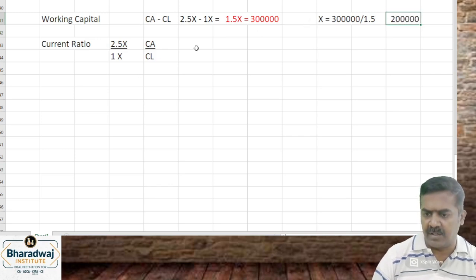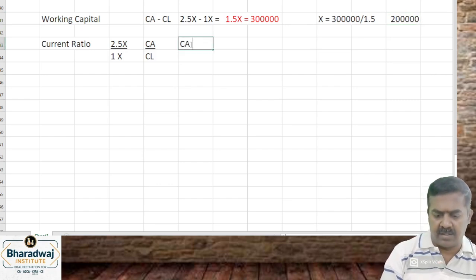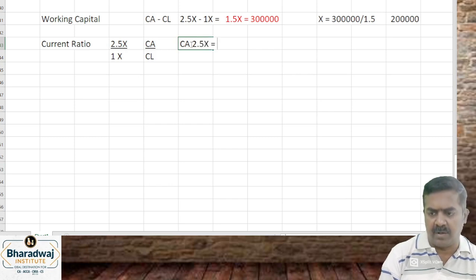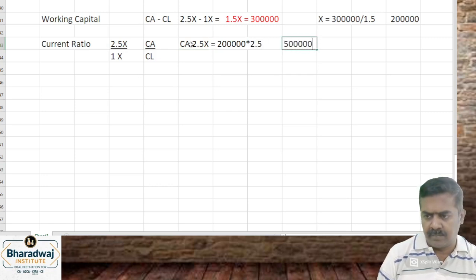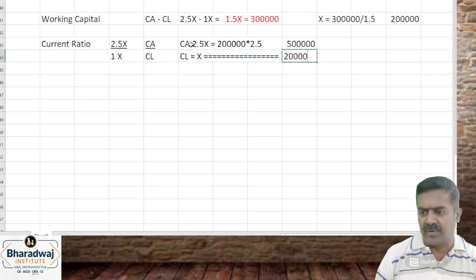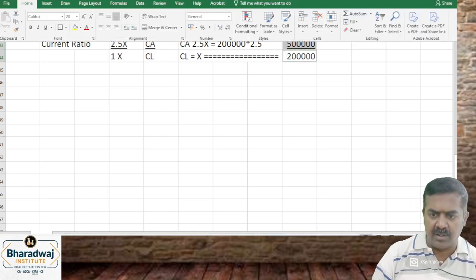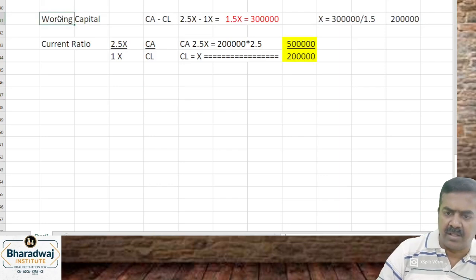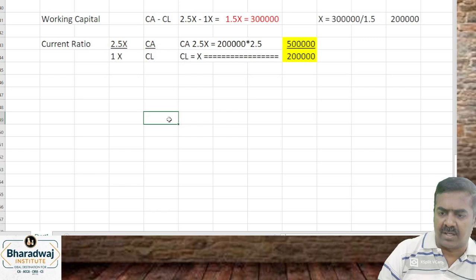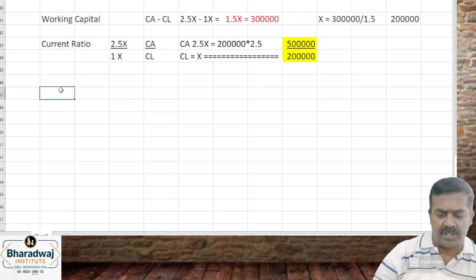If x is 2 lakhs, current asset 2.5x will be equal to 2 lakh into 2.5. Current liability, of course, is x, which is 2 lakhs. You can verify also: 5 lakh divided by 2 lakhs will give us 2.5. So using the working capital and current ratio, we worked out current assets and current liability. Next, what is given?